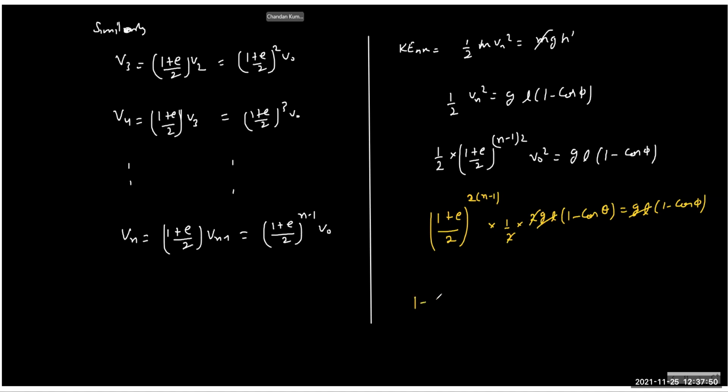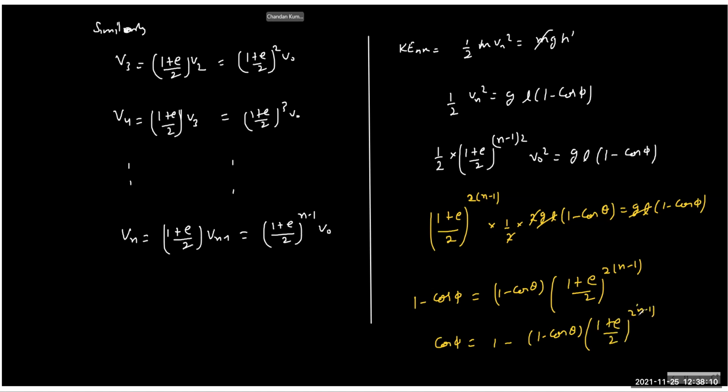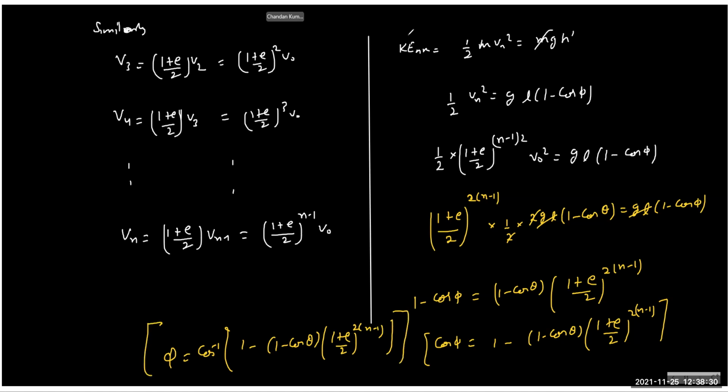So, it's just a matter of time pass. You can say phi equals cos inverse of this value. If I set theta as 60, then this is a fairly nice expression. And then I can also say that n is just 10 or whatever. So this is your answer.